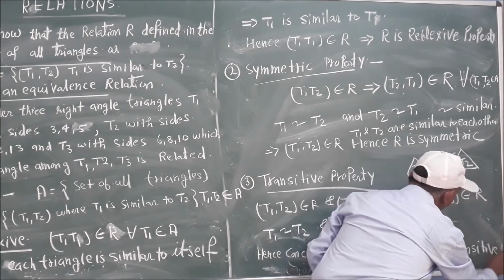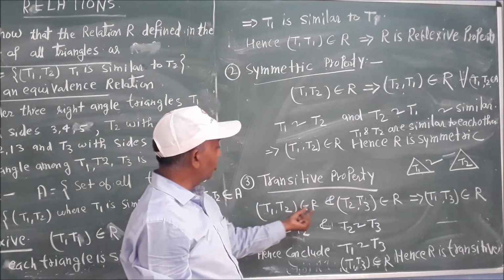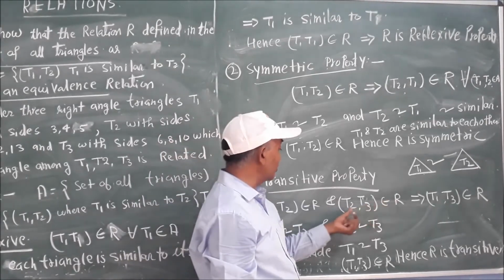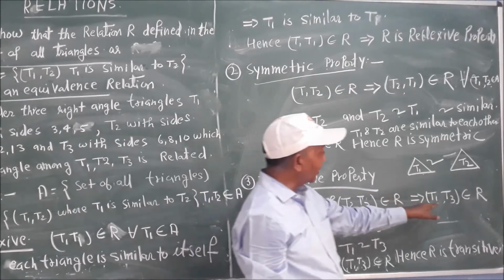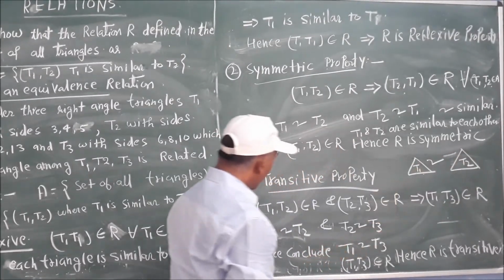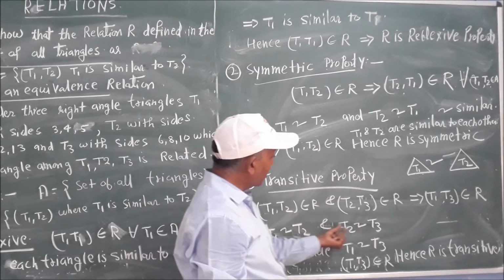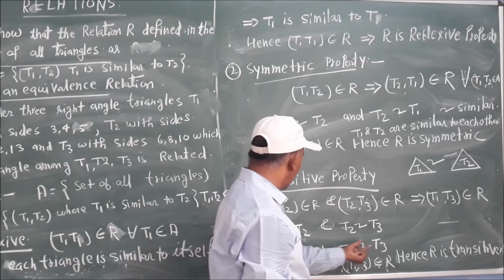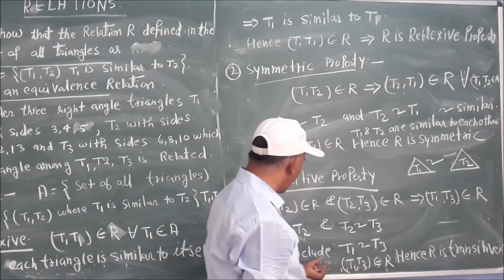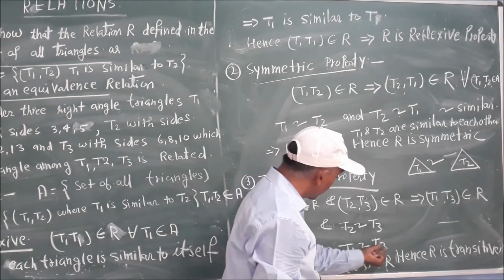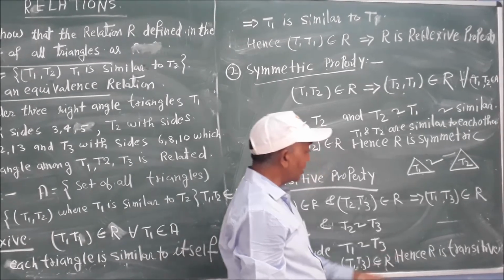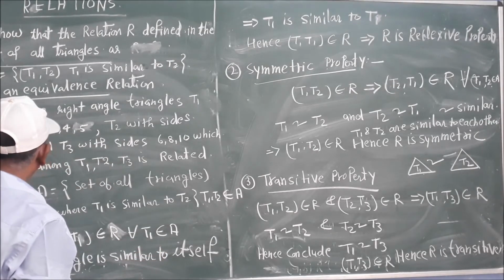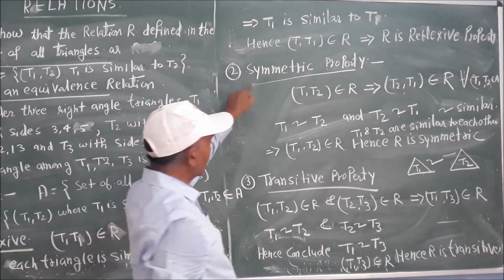Once again, watch here. I am saying that (T1, T2) belongs to R. That means T1 is similar to T2. And (T2, T3) belongs to R. That means T2 is similar to T3. We have to prove that T1 and T3 are also similar. Here T1 is similar to T2 and T2 is similar to T3. That means T1 must be similar to T3. So we conclude that T1 is similar to T3. So (T1, T3) belongs to R, hence R is transitive. So we have seen that R follows all the properties: reflexive, symmetric and transitive.